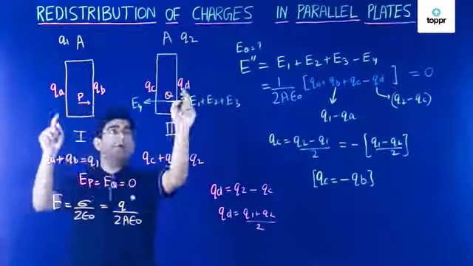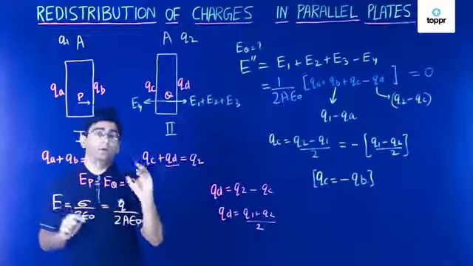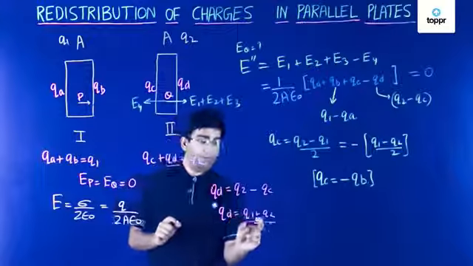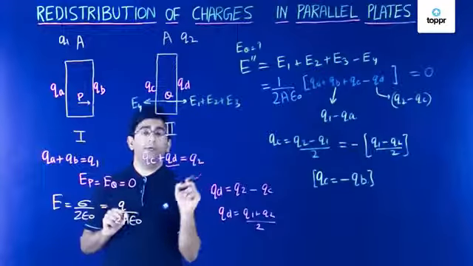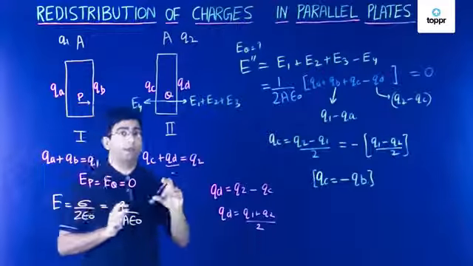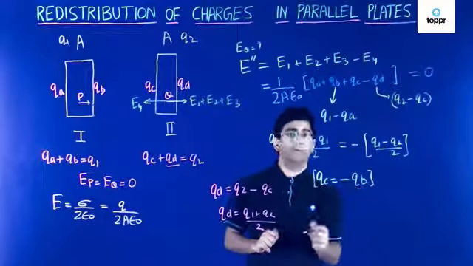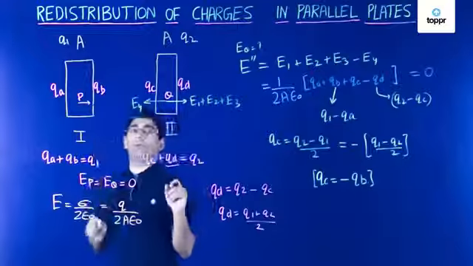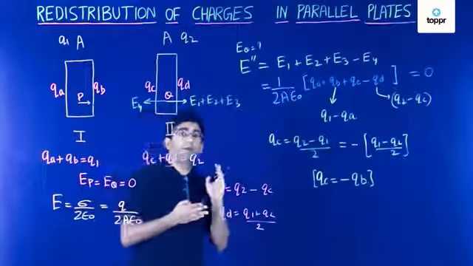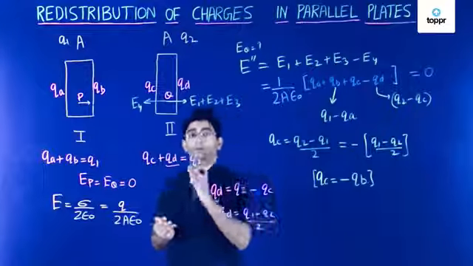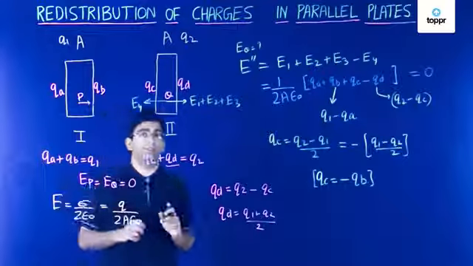So QA and QD, which means the charges on the outer surfaces of the 2 plates, now those will remain the same, and its value would be (Q1 plus Q2) by 2 for both QA as well as QD. Now QB and QC, its magnitude is the same, but they are opposite. As we have seen, QC is equal to minus QB. Now if we consider both of these plates as a capacitor, the charge on the capacitor is the charge on the inner surface of the positive plate. So in this particular case, QB would be the charge on this capacitor.